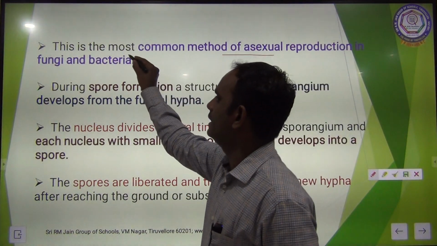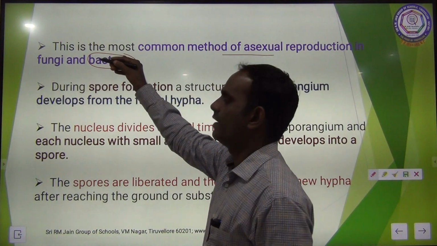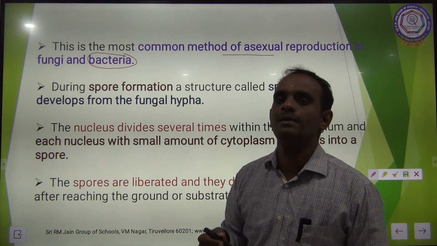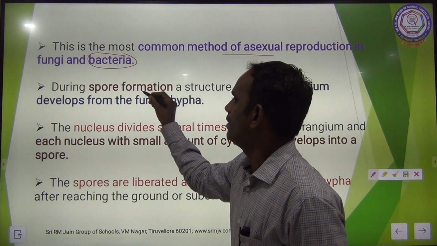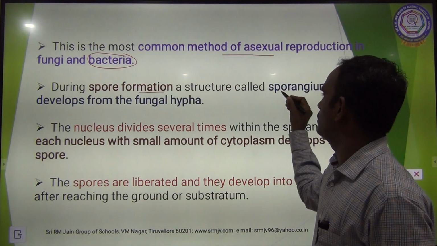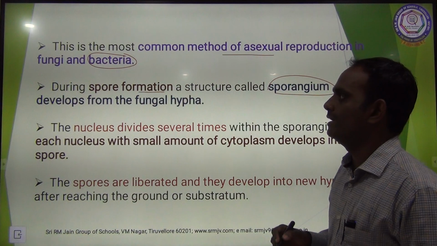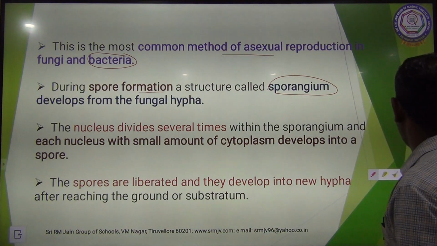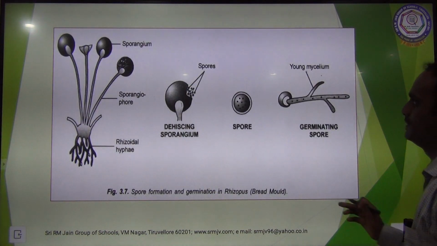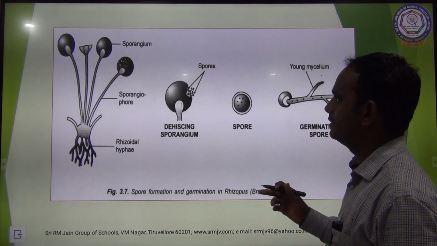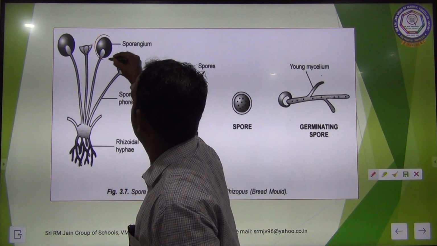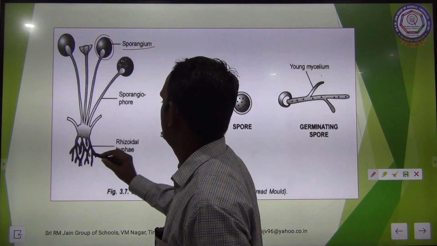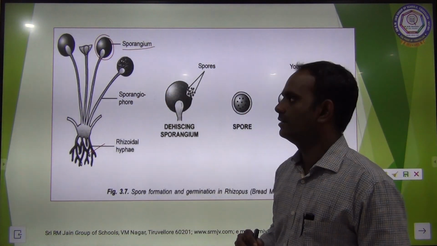You know very well, bacteria is a microorganism. In fungi and bacteria, the most common method of reproduction is the asexual method. During spore formation, a structure called sporangium develops from the fungal hyphae. See the diagram here. The sporangium is developed from the hyphae.